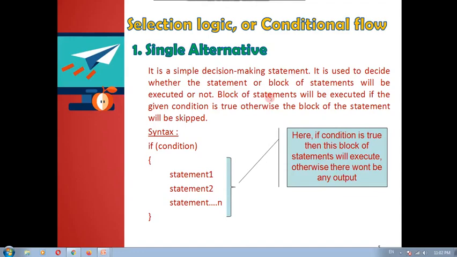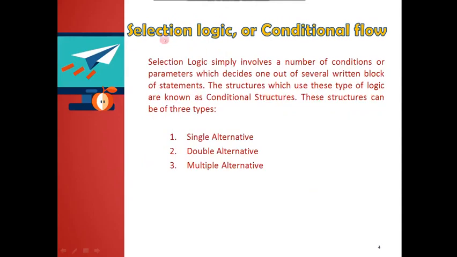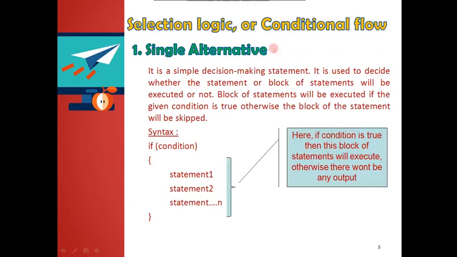As previously we were learning selection logic or conditional flow. Here we came to know about 3 points, that is single alternative, double alternative, multiple alternative. So after that, now we are concentrating on single alternative. It means it is a simple decision making statement. It is used to decide whether the statement or block of statements will be executed or not. It means it will decide whether the statements will execute or not.